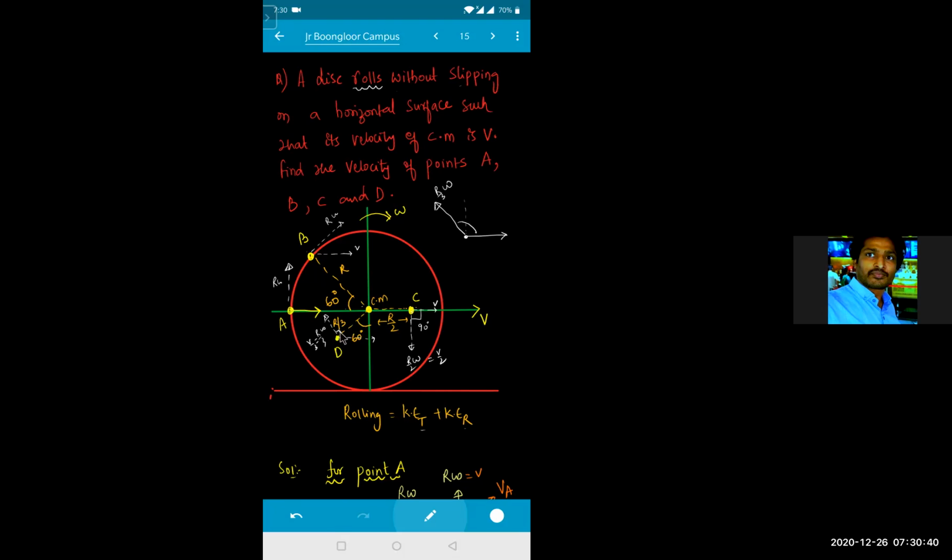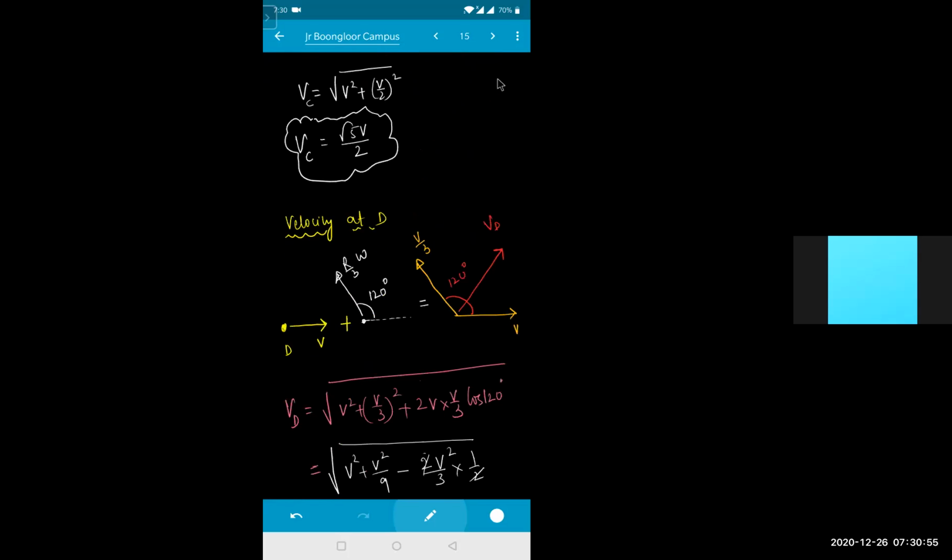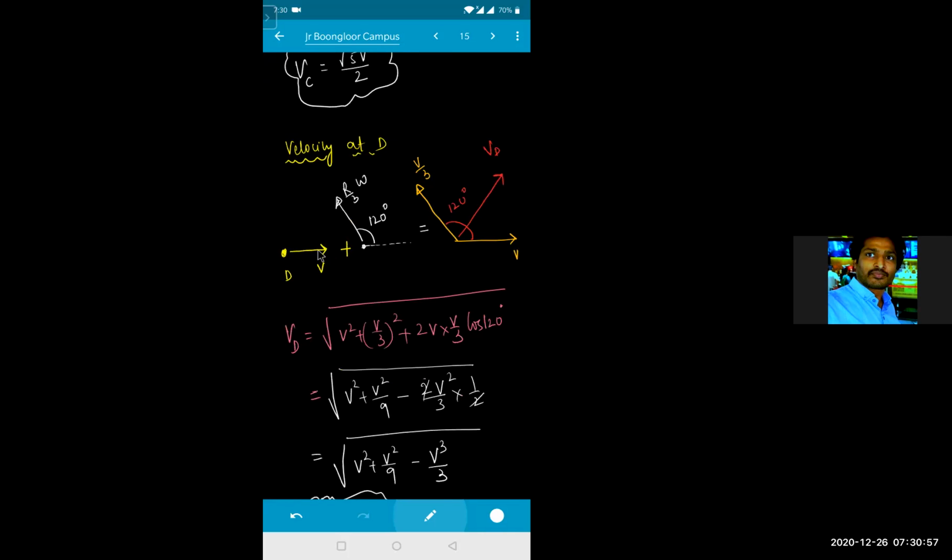This is 60, this is 90, this will become 30. So 90 plus 30, how much? 120. So the angle between them will be equal to 120. See, I drew it here. This is in this direction, so it is going in this direction, and this is your 120 like this. The angle with respect to this point is right now 120.